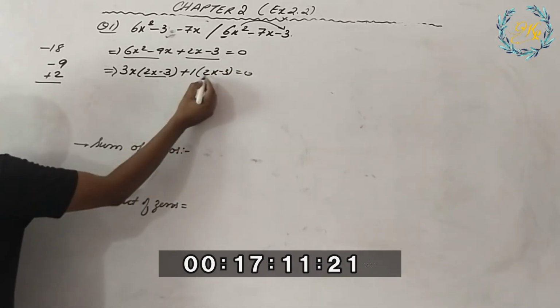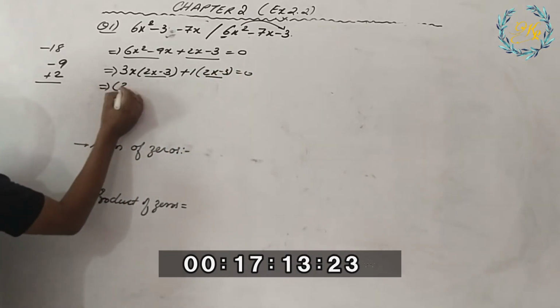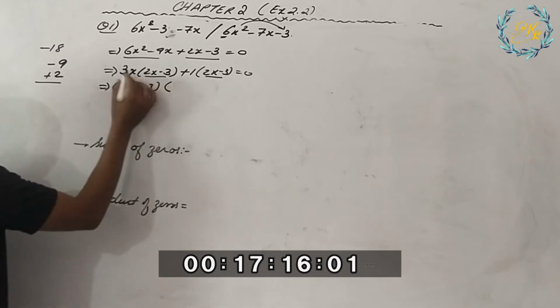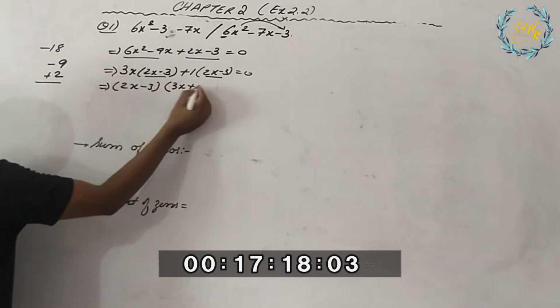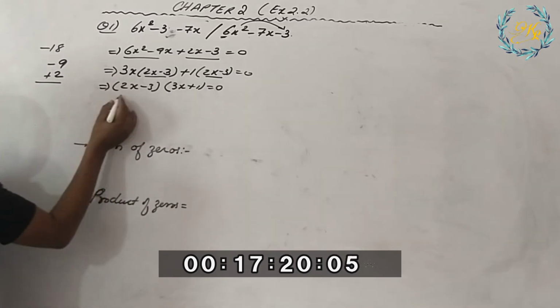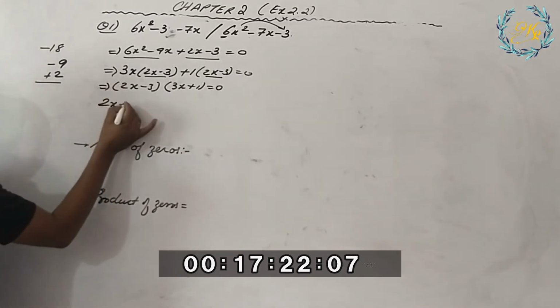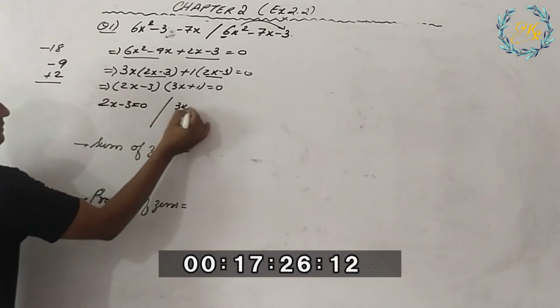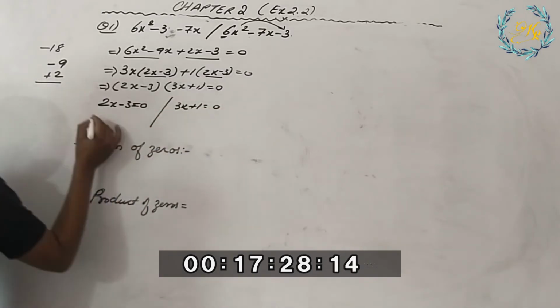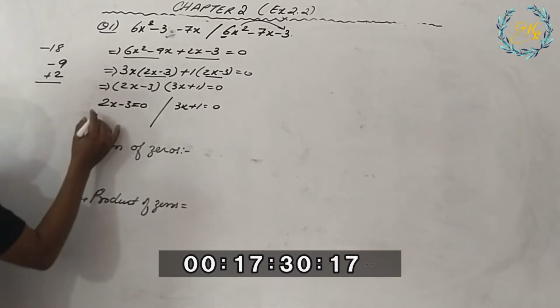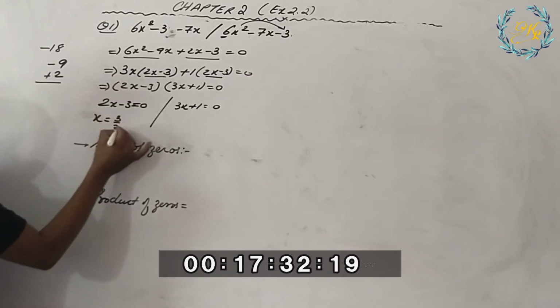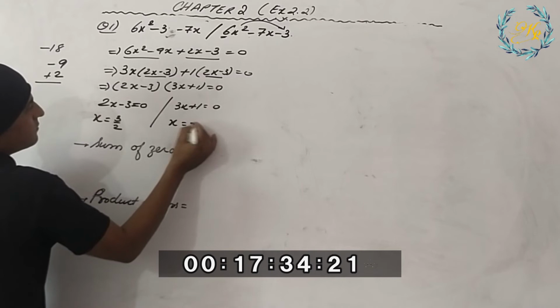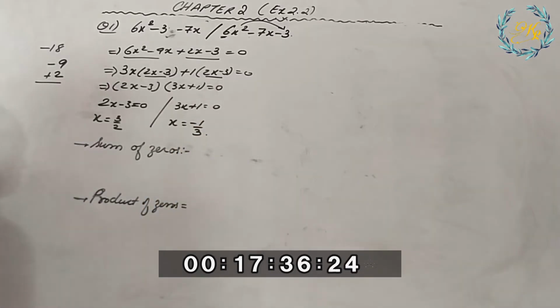So one of the factors that's repeated is 2x minus 3 and the other factor outside the bracket is 3x plus 1. Let's take it, compare it with 0. 2x minus 3 is equal to 0. And second, 3x plus 1 is equal to 0. Therefore, we have x is equal to 3 upon 2 as one value and x is equal to minus 1 upon 3 as the other value.